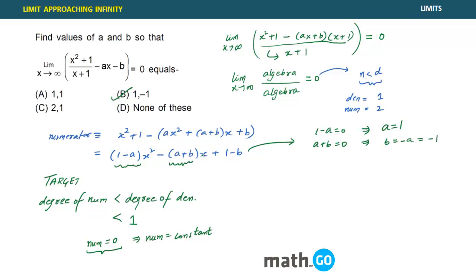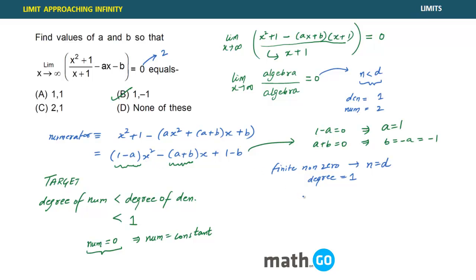Had it been the case that, now again a hypothetical question, this particular 0 was given to be 2, what would you have done then? So here you are getting a finite non-zero answer. For finite non-zero, that means n should be equal to d, right? So the degrees of both numerator and denominator should be equal to 1. So that means there should be no terms of x square, right?